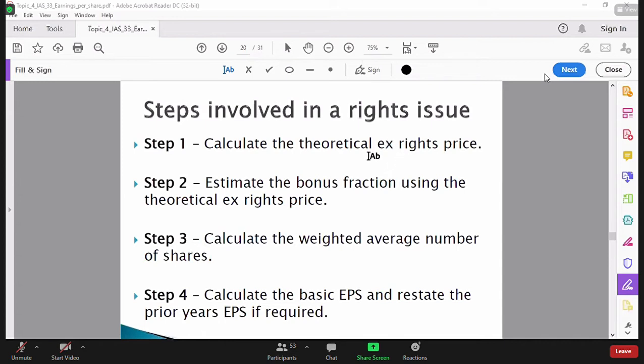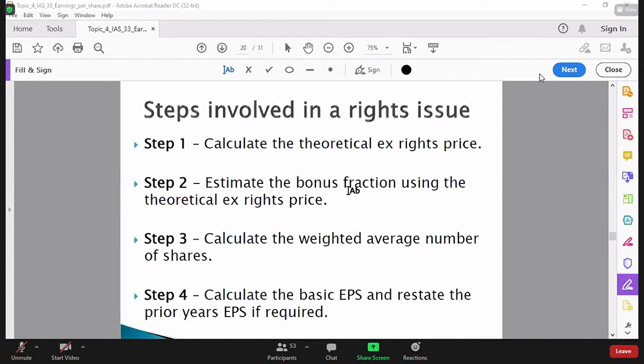Because we have the price for the right issue, you have to calculate first of all, step number 1. This is special for right issue because we want to calculate EPS. To calculate EPS, first of all you have to calculate TERP. What does it mean by the TERP? It is the theoretical ex-rights price. Later we will look further at how to do it.